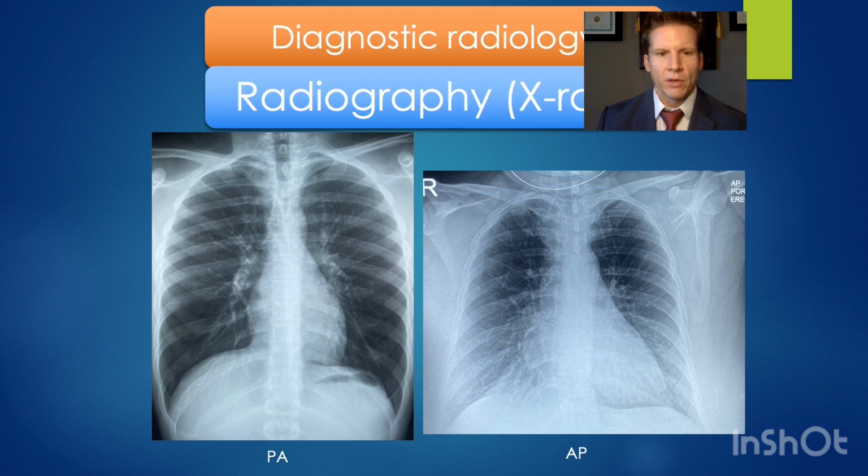The AP view tends to be underexposed, so not enough x-rays can pass through the chest, and therefore the image tends to be brighter. If the image were overexposed, the image becomes more black. This is sort of the opposite of what happens when we think about regular photography.